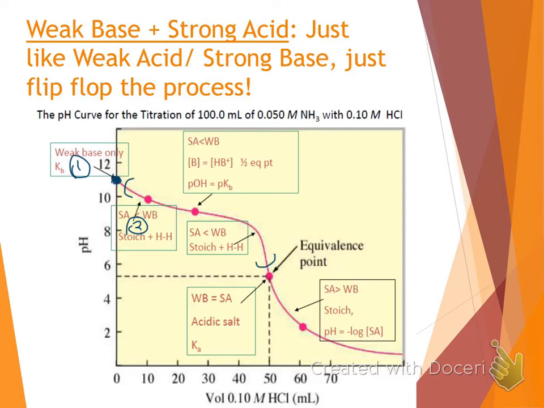We still have that super important half equivalence point. So equivalence point was at 50. Half equivalence point is at 25 again. Now, since we have a base, we're probably going to be given pKb. pKb is equal to our pOH, but pKa is still equal to pH at this location as well. So we have a couple different options that we can do to solve that problem.